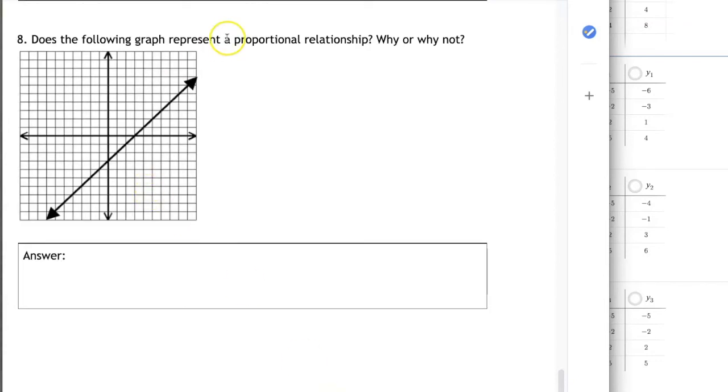All right, does the following graph represent a proportional relationship? Why or why not? What's going on here? It's a straight line going up, but does not go through 0. So no, this is not a proportional relationship because it does not go through the origin.